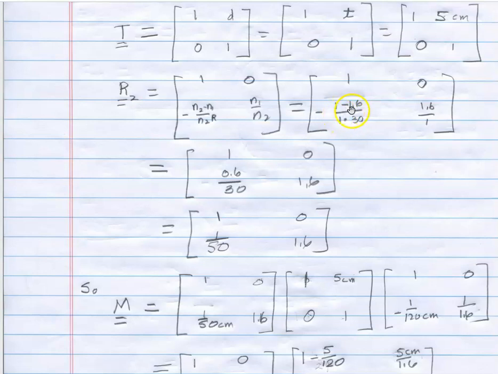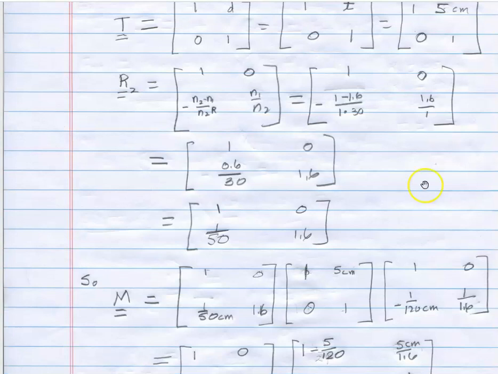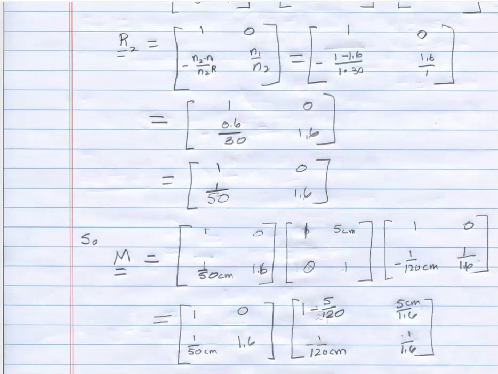1 minus 1.6 is minus 0.6, but a minus makes that a plus over 1 times 30, and 0, 1.6, 1.6 over 1. And then I divided 0.6 into 30 to get 50, so this is the same as 1 over 50 and 1.6. And now it's really just a question of multiplying all of those three matrices together.